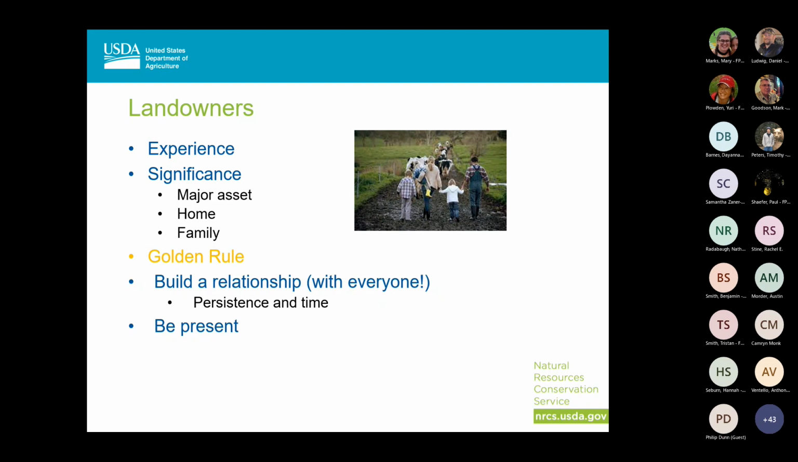Going off of that, being present, just making sure that you're really there with them. You're not thinking about what you have to do after work, what you have to do when you get back to the office, what you have to do for lunch. I know that's really hard. I know I struggle with that, where sometimes things outside of work come into work, but really making sure that when we're there with the landowner, we're really focusing on that landowner and that landowner alone.